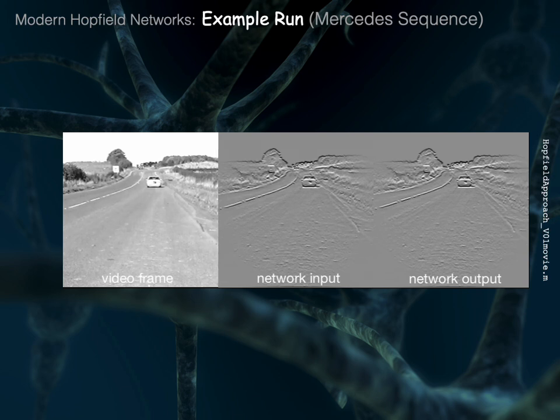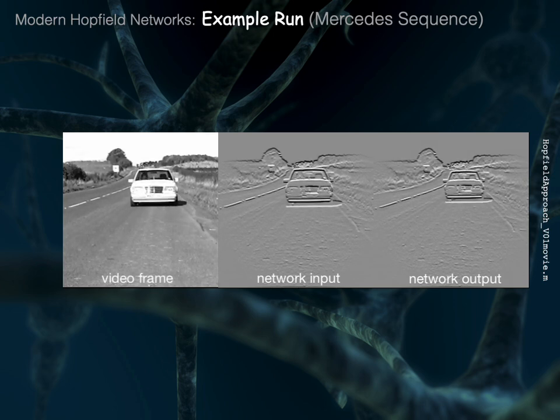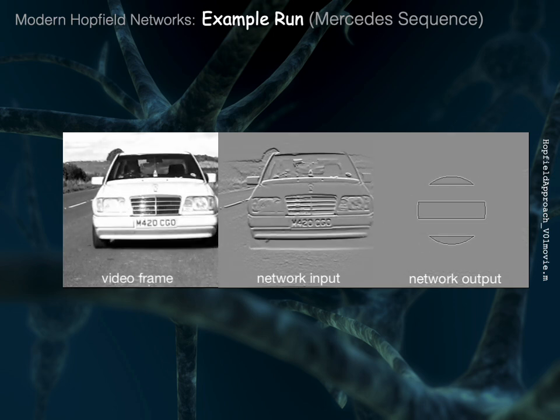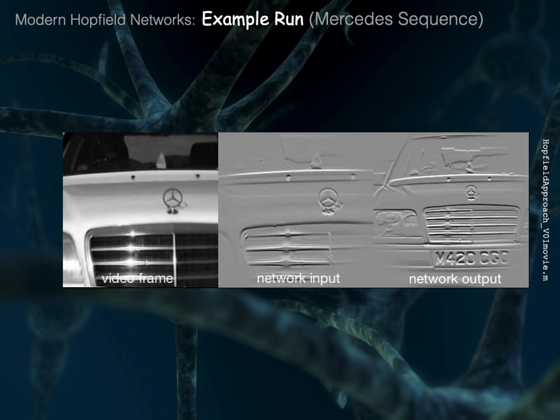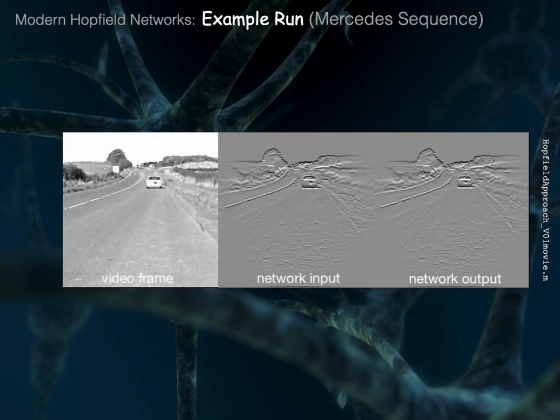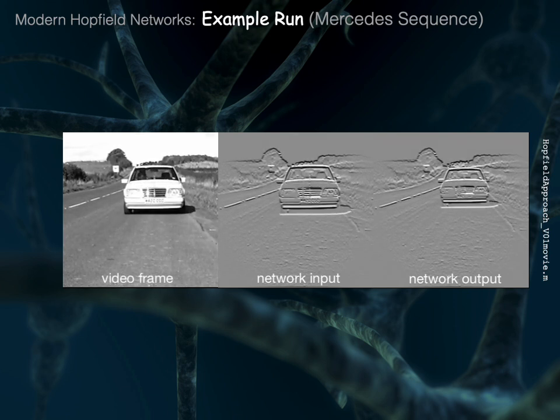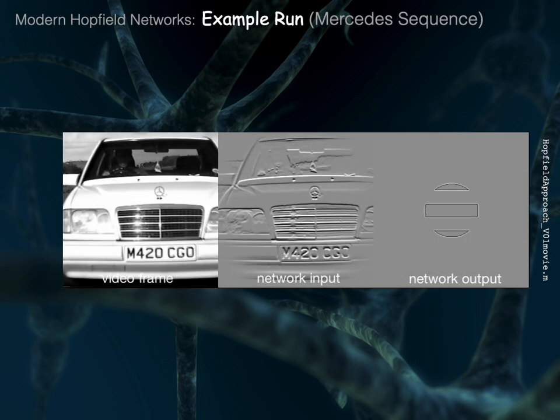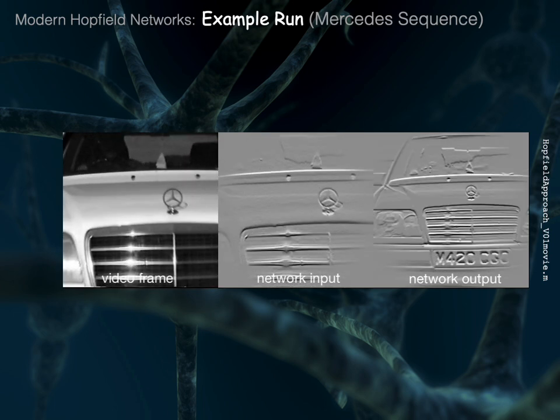Good, so let's run that. So the car is approaching, and when it's close enough, you see that the disk image is retrieved. Saw it? Well, I will run it again. So first we see the retrieval of the delayed video frame, and as the car is approaching, we retrieve the disk image.